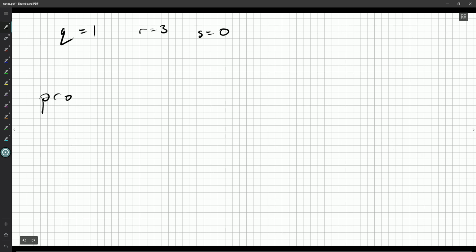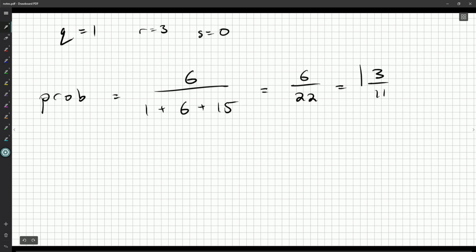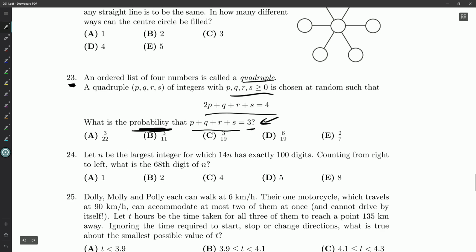So the probability we seek, we want the number of ways with p equals 1 on top, so that would be 6. And then 1 way with p equals 2, 6 ways with p equals 1, and then 15 ways that we just worked out with p equals 0. So that'll be 6 out of 22. We can simplify that to 3 out of 11. Okay? So 3 out of 11, and that's going to give me an answer of B.